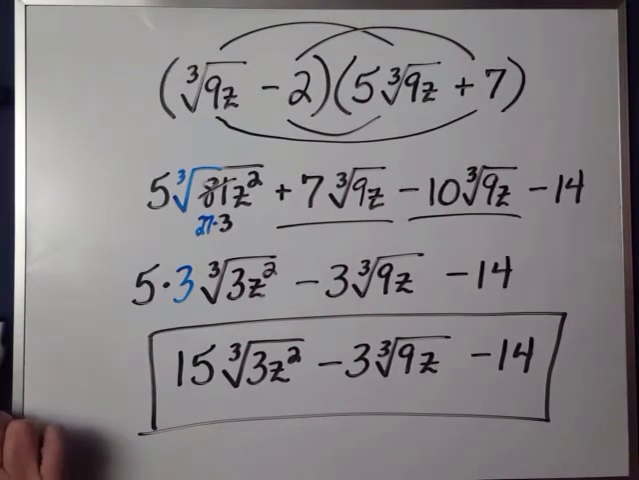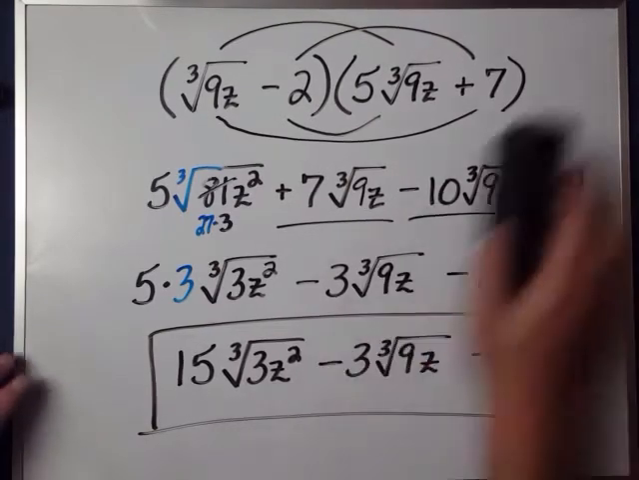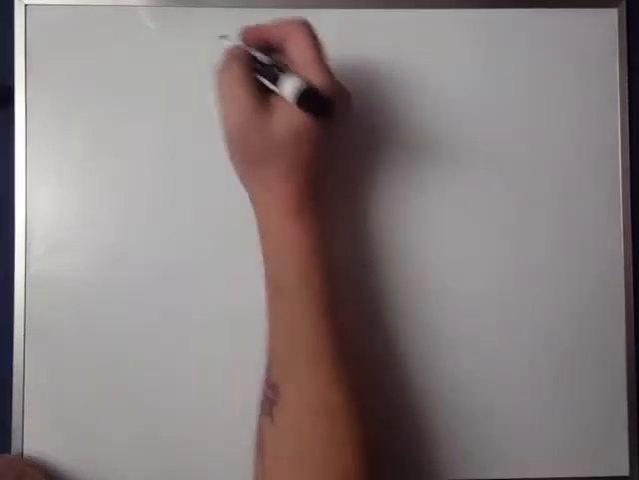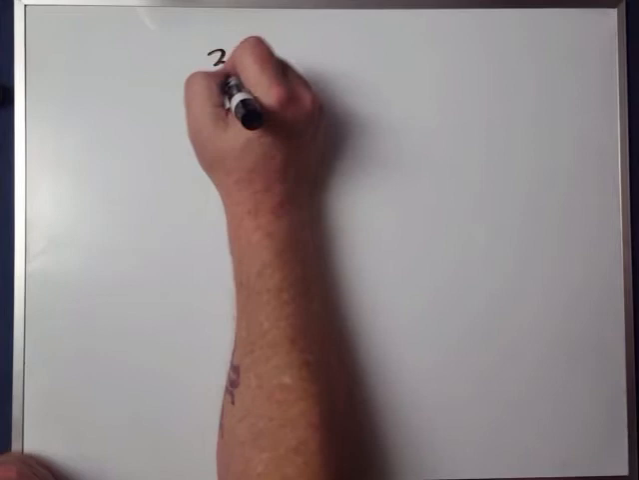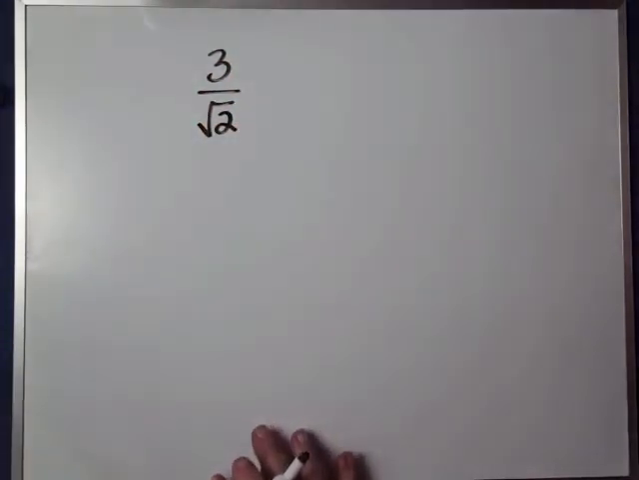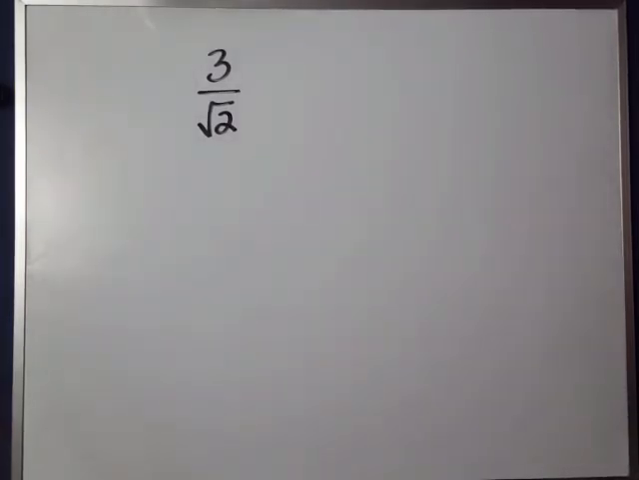So that's multiplying radical expressions. We're going to turn our attention now to dividing radical expressions. An example might look like this. Let me just make one up. 3 divided by the square root of 2. How do we go about dividing that?